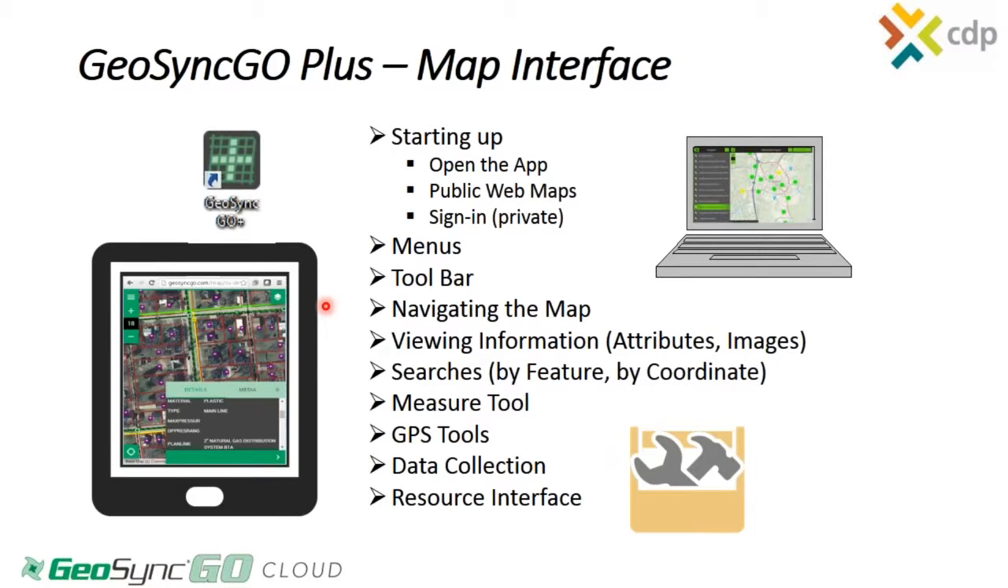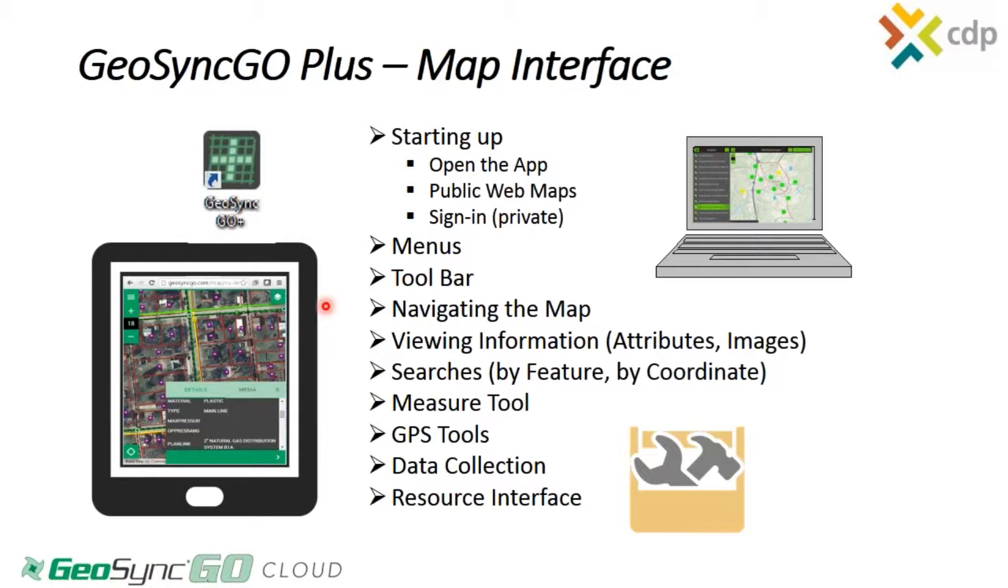What we'll look at in GeoSync Go Plus, particularly the map interface, as well as a brief overview of the new resource view. The first thing we'll do is look at starting up the app, actually opening it, with a brief overview of how to get to publicly available web maps from GeoSync Go, and then also signing in for your private mapping application. We'll look at menus, toolbars, how to navigate the map, viewing information, the attributes, images, things like that are part of the data.